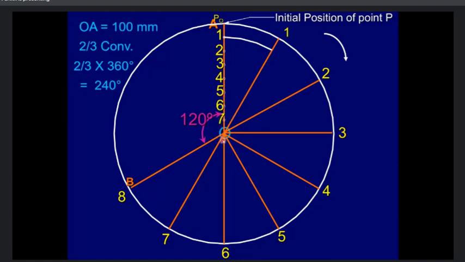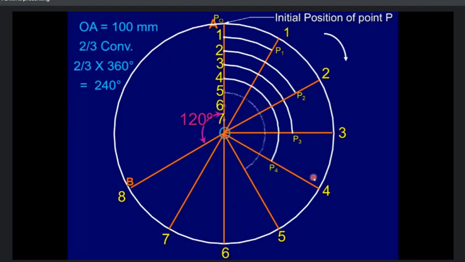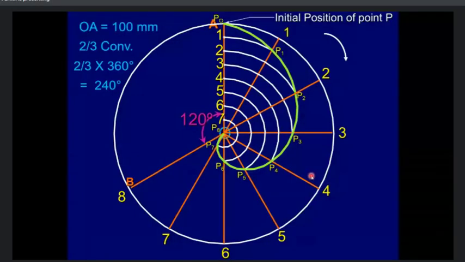Take center as O, radius equal to O-2, mark an arc. Take center as O, radius equal to O-2', mark an arc. Same process. Take center as O, radius equal to O-3', mark an arc till O3. Then O-4', mark an arc till O4. Like that you'll get all the points and connect them. That is your Archimedes spiral.